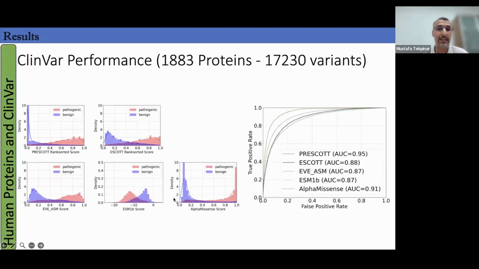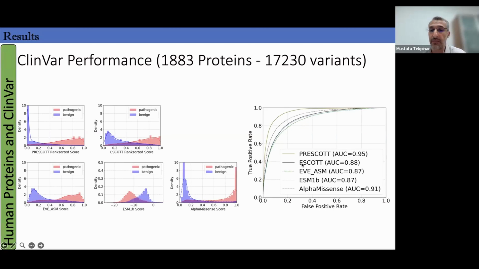The second data set that we use to check our program was human proteins and ClinVar labels. As I said, we have about 2,000 proteins and 17,000 variants, approximately divided into two equal groups, pathogenic and benign. On the left-hand side, you can see their score distributions for pathogenic and for benign mutations. On the right-hand side, you are seeing ROC curves and AUC scores.